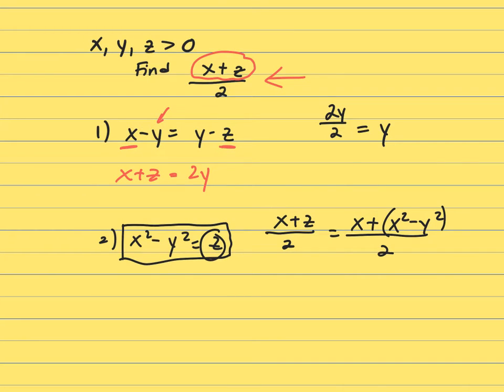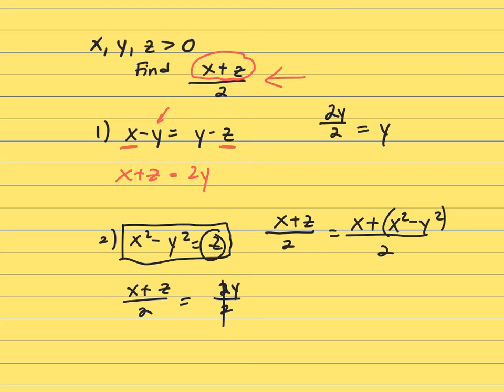So let's put both clues in together. I'm trying to find (x + z)/2. We know x plus z is y. No, we don't. We know x plus z is 2y. So I did 2y over 2. Of course, that doesn't get me anywhere.